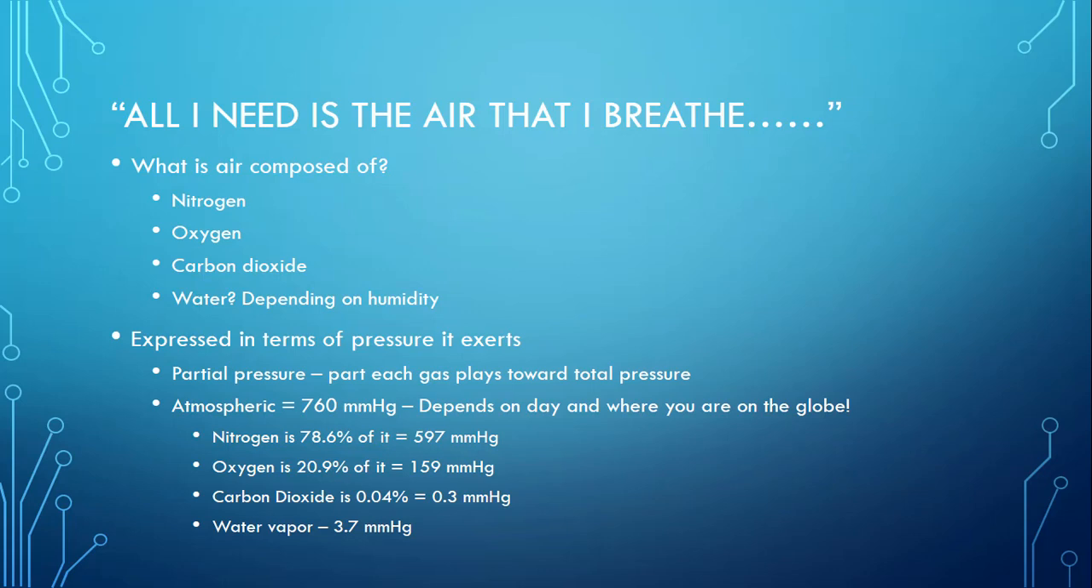Partial pressure is the part each of those gases plays towards the total pressure. So that makes sense, right? So if our total atmospheric pressure for the day is 760 millimeters of mercury, then nitrogen is typically 78.6% of that, oxygen is 20.9% of that, and carbon dioxide is 0.04% of that.